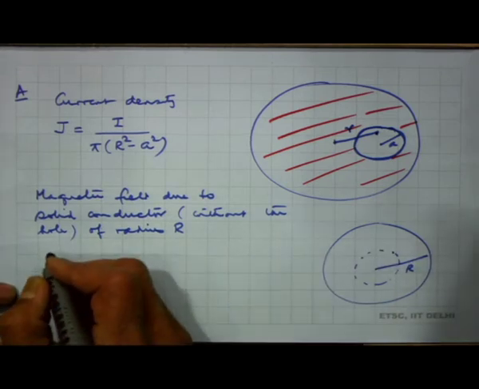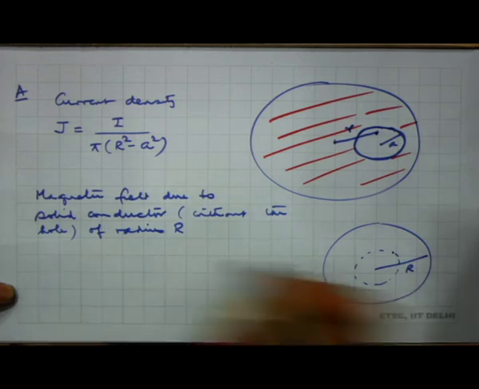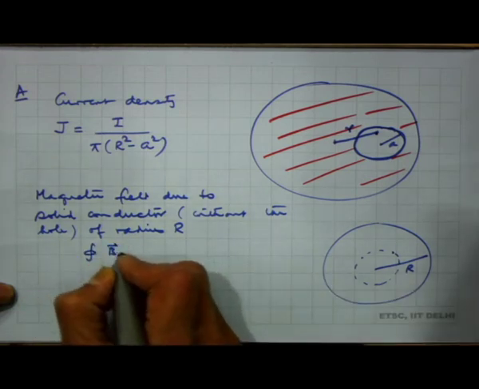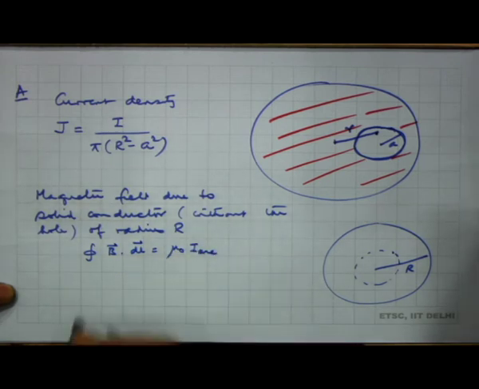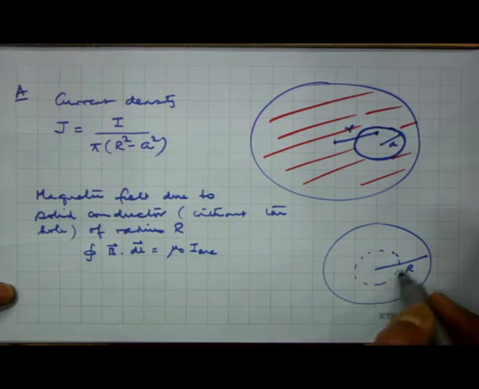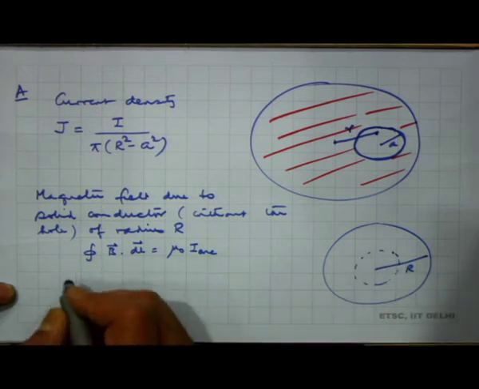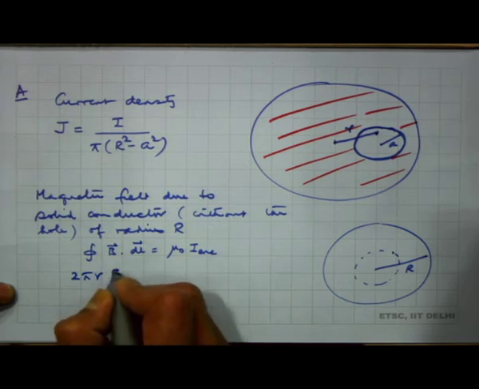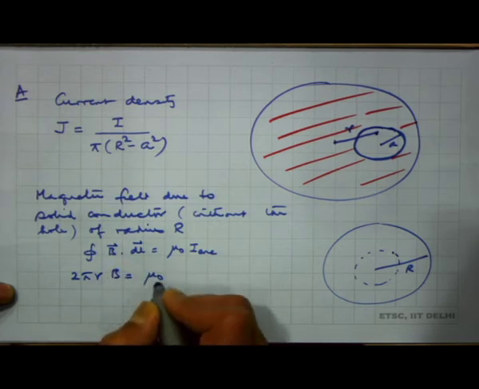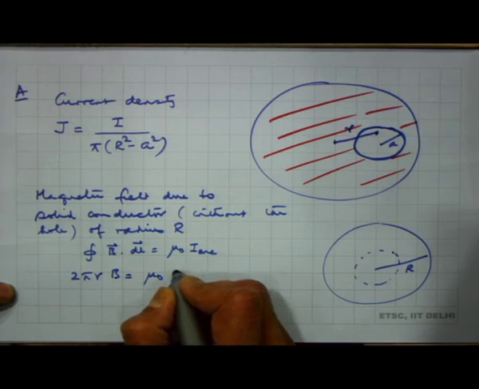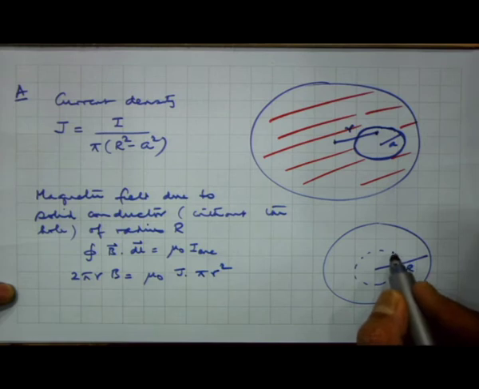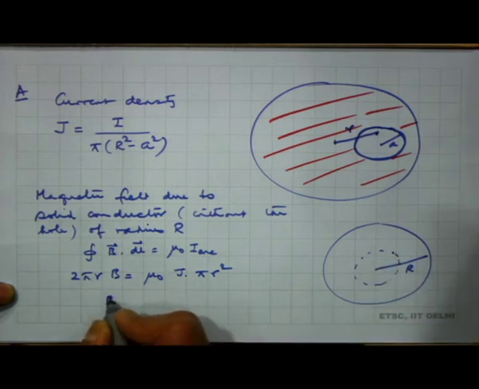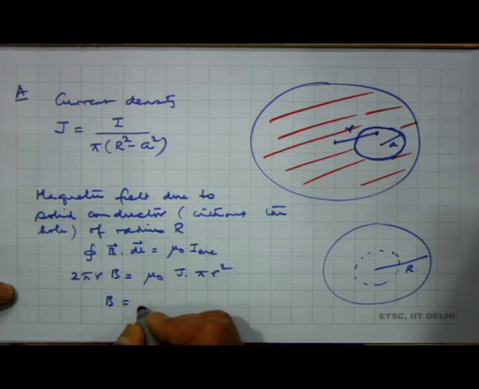So, I can actually use Ampere's law. I can use this law: integral B dot dl is equal to mu 0 I enclosed. Because the magnetic field is azimuthal, as we have done before, B dot dl just gives me 2 pi r times B is equal to mu naught I enclosed, which will be J times pi r square. Pi r square is the area and the enclosed current is this thing. So, the magnitude of B will be equal to mu naught J r by 2.